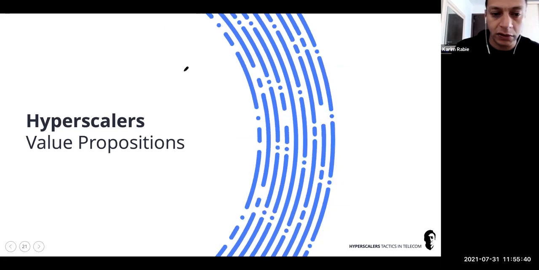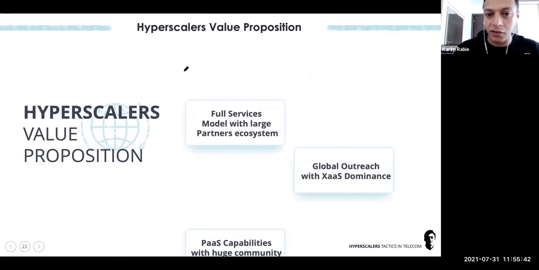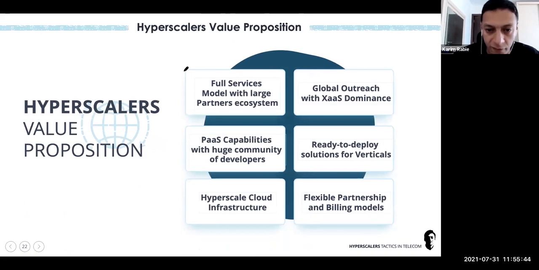So let me just go quickly to the value proposition. We only have 5 minutes. So what is actually the hyperscalers' value proposition? Take it one by one. Hyperscalers can give you the full service model: IaaS, PaaS, software as a service, function as a service, container as a service, anything as a service, okay? They are really the market leader in these different cloud offerings, different cloud models.